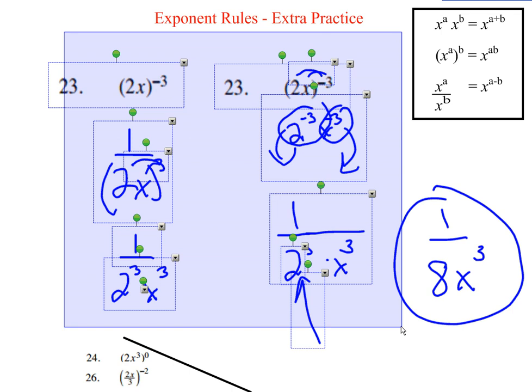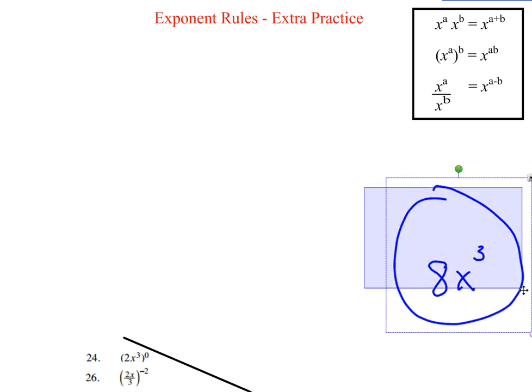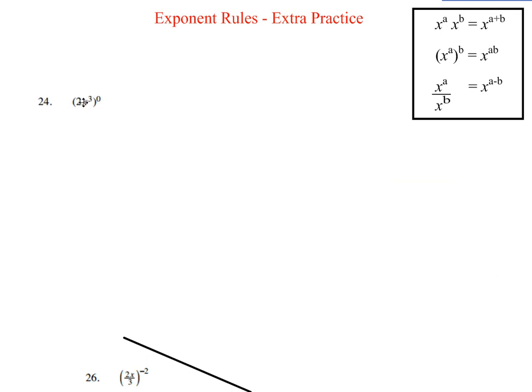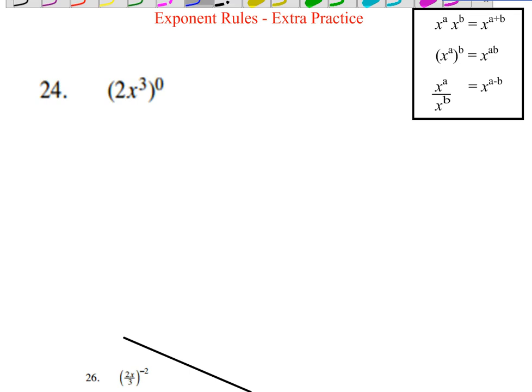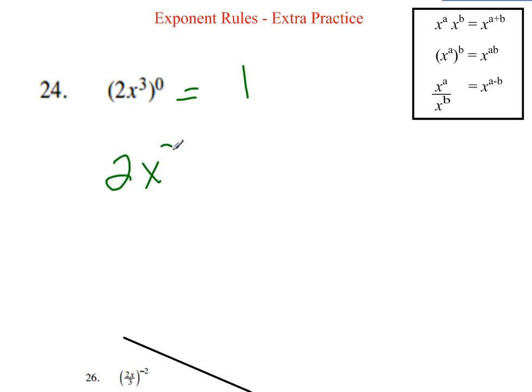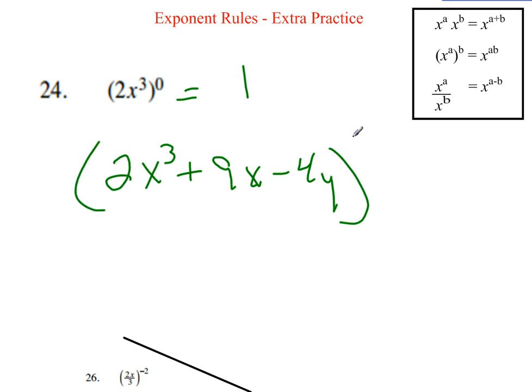2 more to go. And here's a quickie. Anything to the 0th power is 1. That's it. So if it's like within a problem, 2x cubed plus 9x minus 4y, all this to the 0th power, it doesn't matter what that is unless it's a 0. It can't be 0. But to the 0th power, the whole thing is 1. So just all replaced.